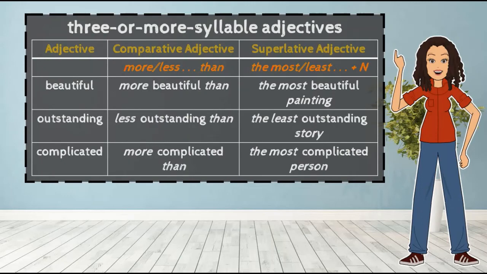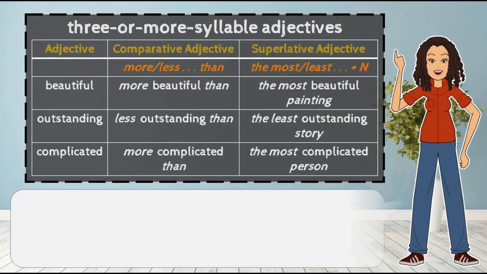Alright, now let's go to the last rule, which is applicable to the three-syllable adjectives. In this case, no bargaining, you cannot use er or est, you must use more or less plus than and the most or least. Like beautiful, three-syllable adjective becomes more beautiful than for the comparative adjective, and it will be the most beautiful one for the superlative adjective.